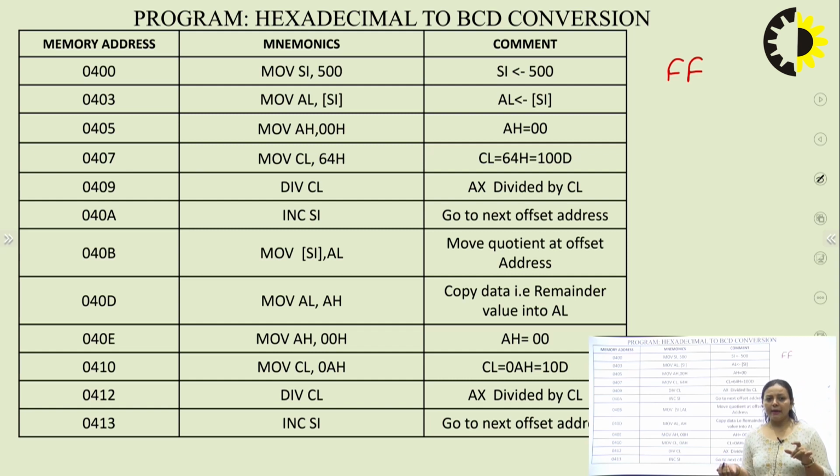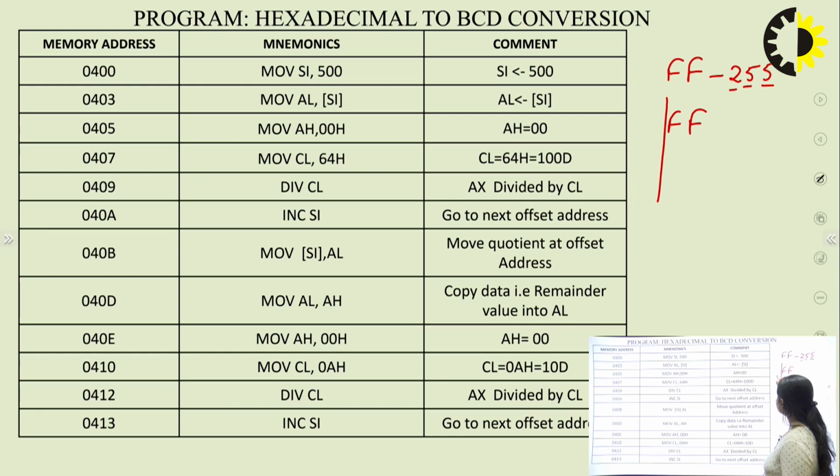What output am I actually expecting? FF means 255. So the output I want is 2, 5 and 5. That means I want to display the 3 digits separately at 3 different places. How can I achieve this? First I will perform the division by 100, that is 64H. Then you will get a quotient part and a remainder part. The quotient is one of the digits that you will just display, and the remainder again you need to divide by 10. So you will get the quotient and remainder, and both the digits will be separated.